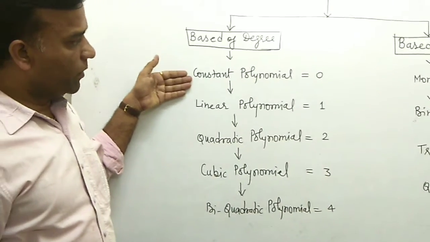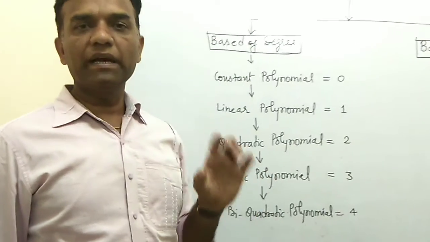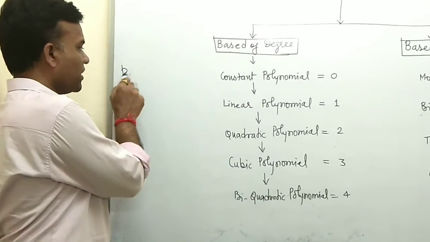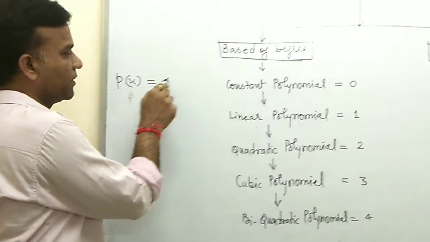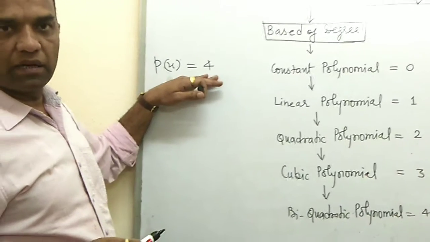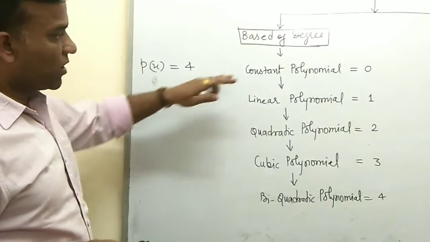Constant polynomial means only a constant term is given in the polynomial. Like you have p of x and p of x has only a number like 4 here. So this is the constant, because here x is not given. If x is given, then its power is 0. So this is the constant polynomial.